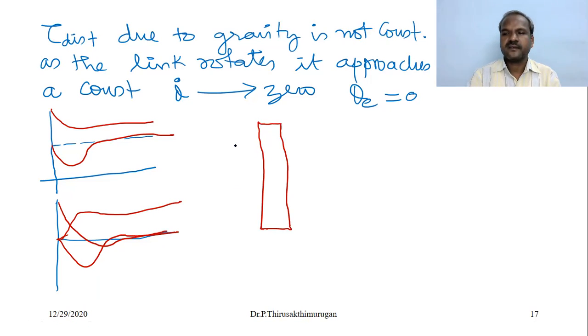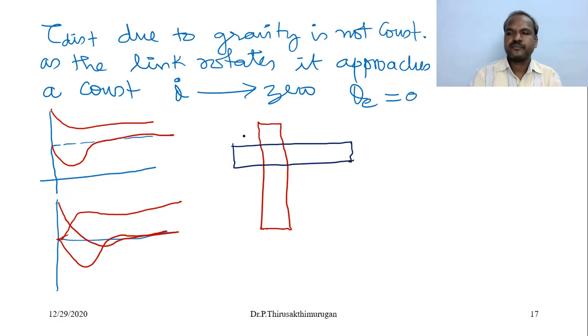So the arm is horizontal when it is moving horizontal. So the same arm. Okay. So this is the center of gravity point.